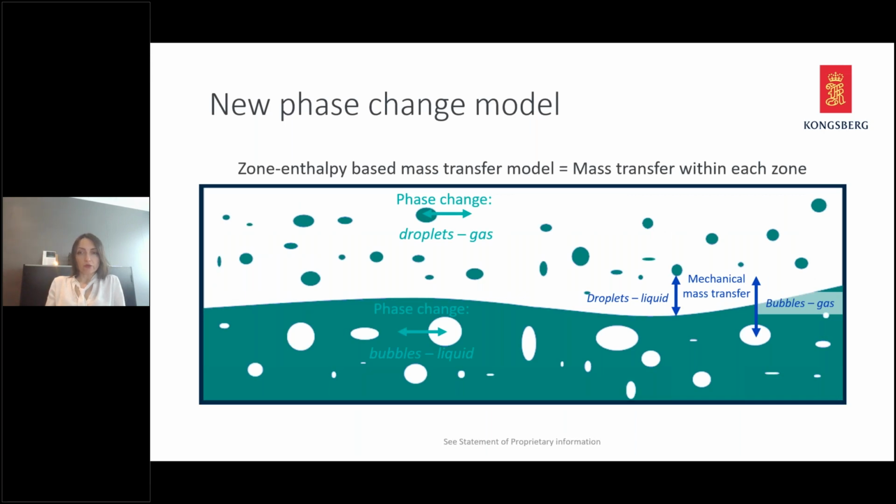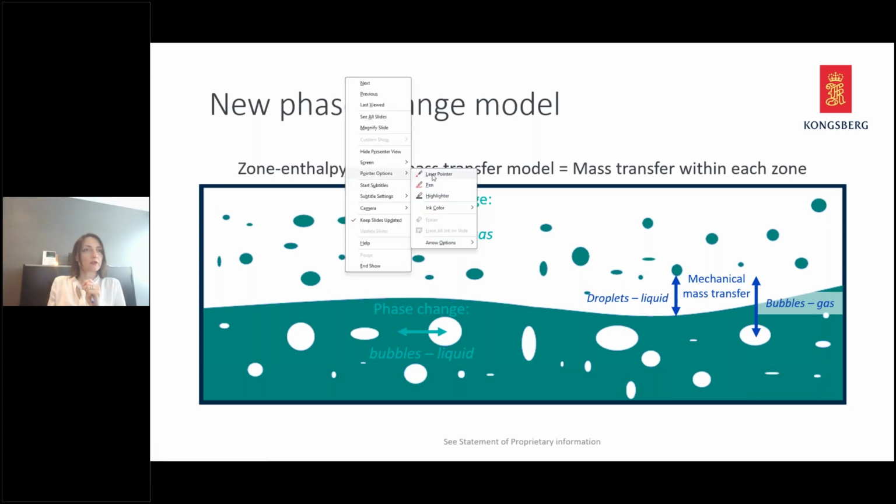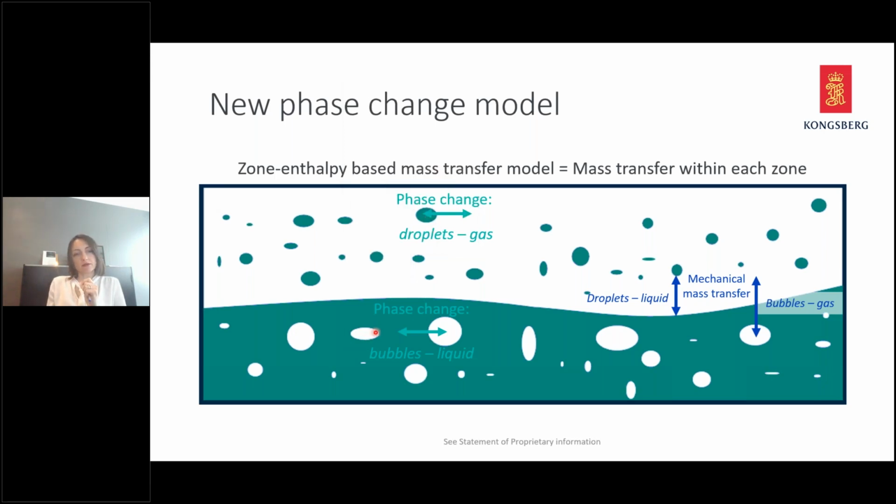Here is an illustration of the new phase change model and what I mean by a zone. So you have at the top, as you can see, the phase change with the continuous gas with the droplets of liquid. I can use the pointer to point at it here. And the liquid phase with the bubbles of gas. So this phase change is inside a zone, as I said. So it's different from the mechanical mass transfer that is between the continuous liquid phase and droplets and the continuous gas phase and bubbles.